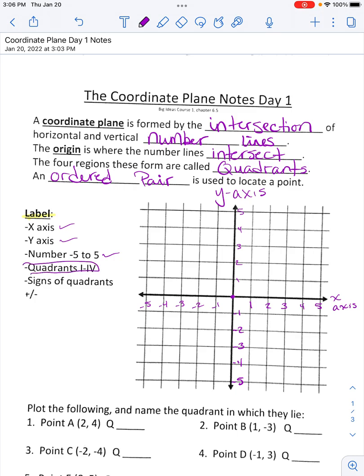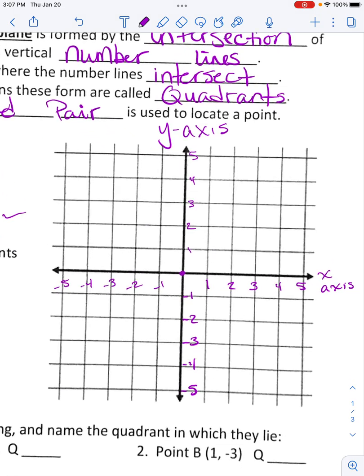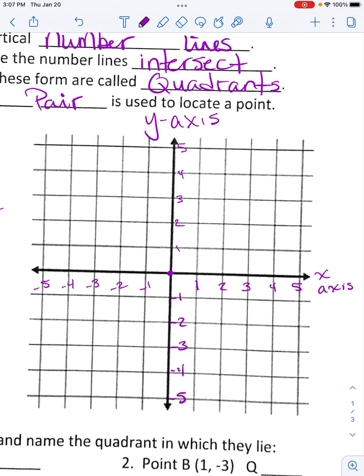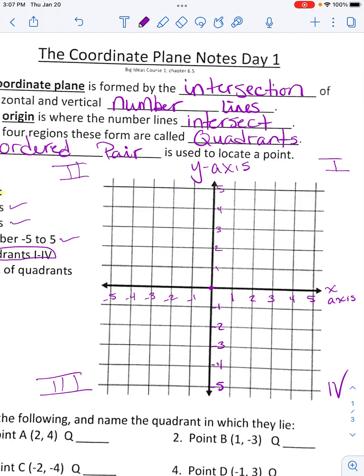Quadrants. Remember, quadrant means four. So if you kind of look, here's a quadrant, here's a quadrant, here's a quadrant, and here's a quadrant. So it's divided into four squares. Okay, we label these with Roman numerals, and we do this in counterclockwise direction. So up here, we're going to label it quadrant 1. Over here, this is quadrant 2. Down here, quadrant 3. And then over here is quadrant 4. Again, we label these in counterclockwise position.